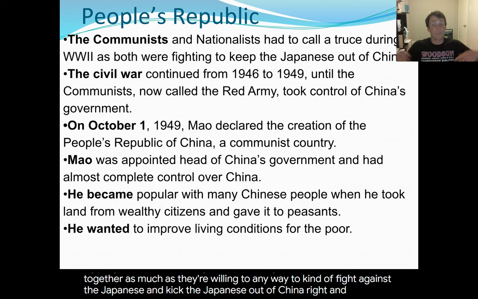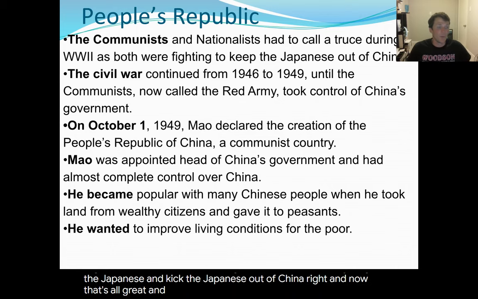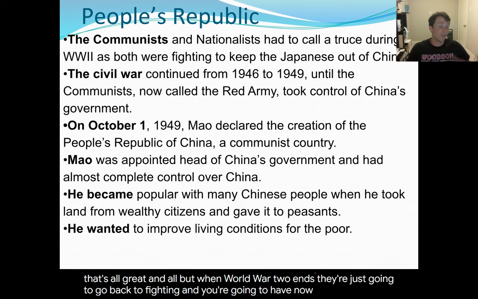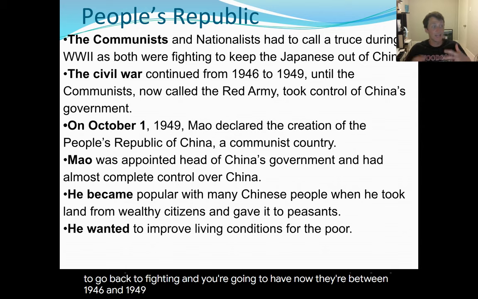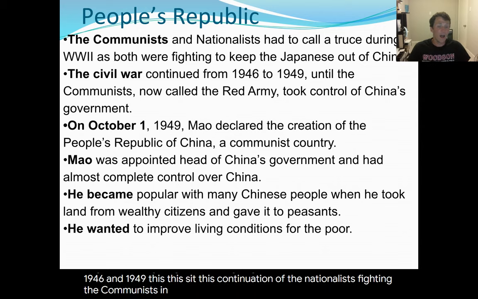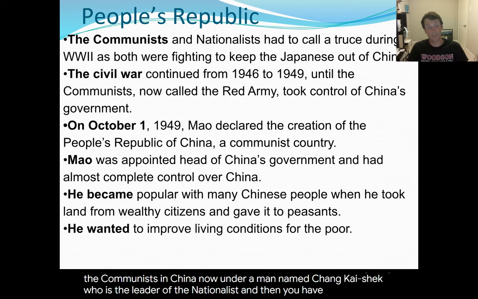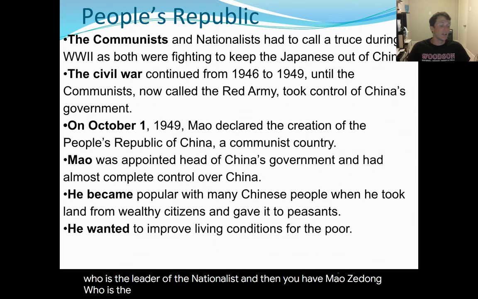And now, that's all great and all, but when World War II ends, they're just going to go back to fighting, and you're going to have now, between 1946 and 1949, this continuation of the nationalists fighting the communists in China under a man named Chiang Kai-shek, who is the leader of the nationalists, and then you have Mao Zedong, who is the leader of the communists, right?